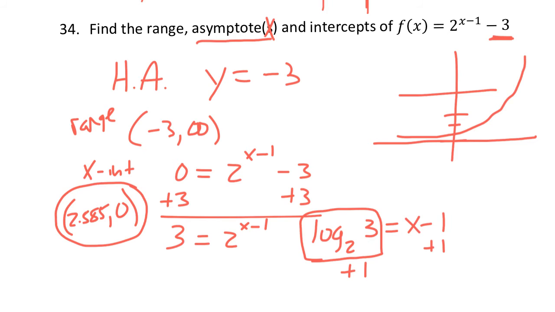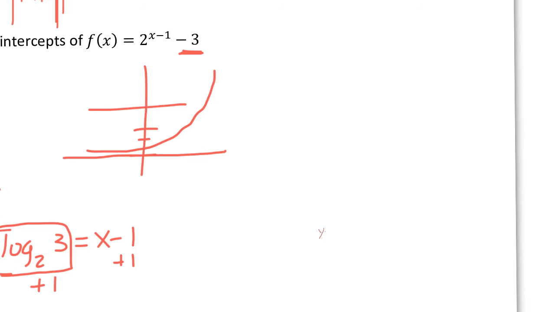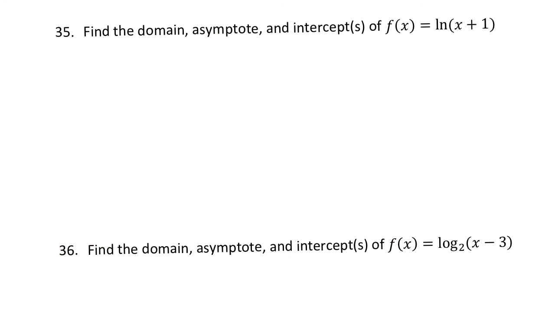The y-intercept, we want to let x equal 0. So I'll just scoot this over and find it. So it amounts to 2 to the negative first minus 3. 2 to the negative first is a half, minus 3 is equal to negative 2.5. So 0, comma, negative 2.5.